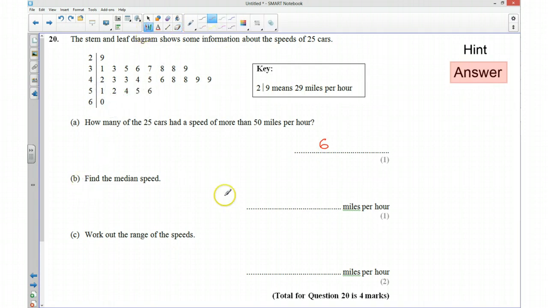Okay, part B says find the median speed. A couple of ways of doing this. I'm going to chop into it. So if I chop in by doing my largest and then my smallest each time, cross out those two, so the largest is 60, the smallest 29, and then the next largest is 56, the next smallest is 31, and then I keep going.